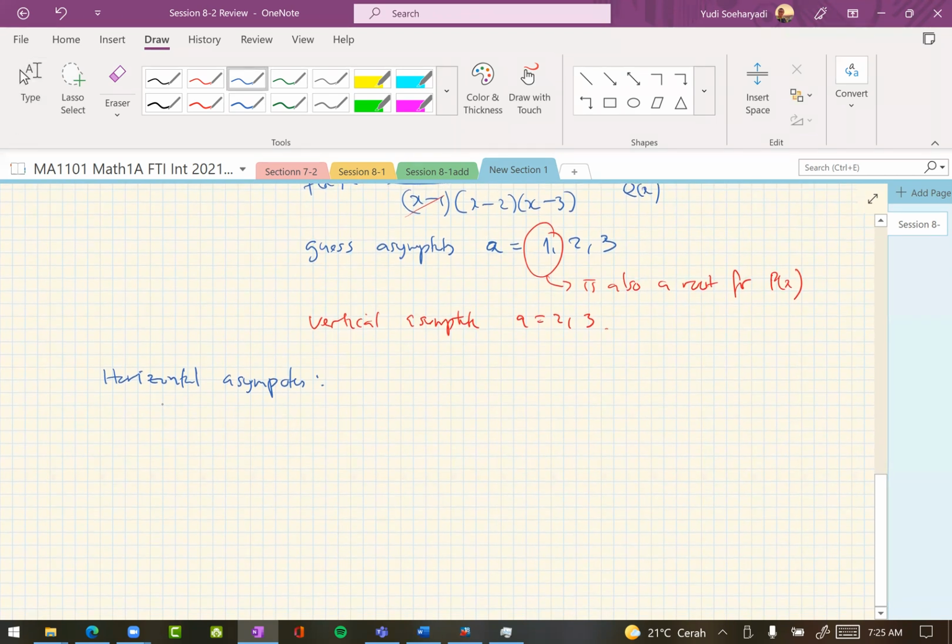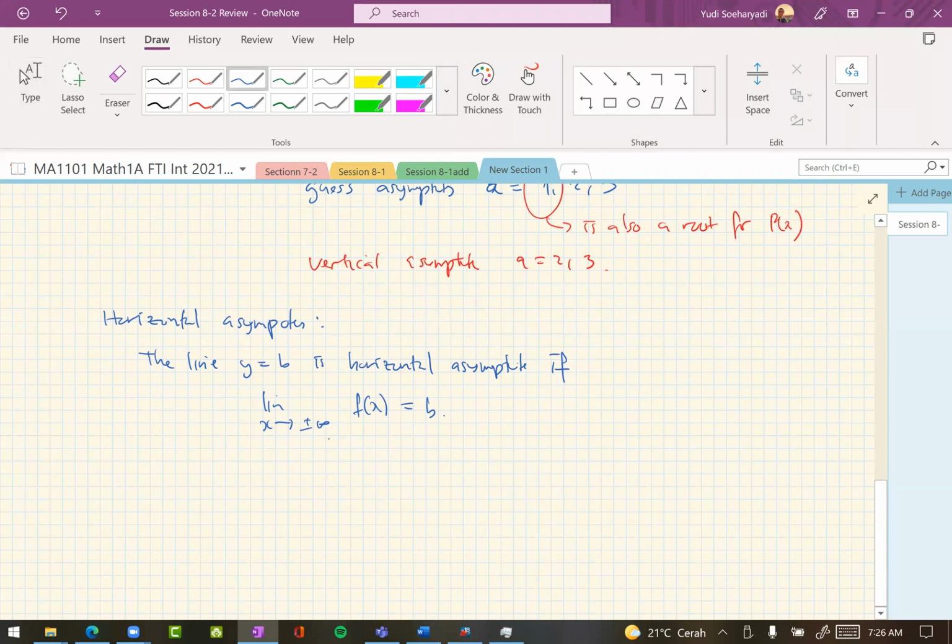Okay, so this line y equals b is a horizontal asymptote if going far to the left or going far to the right gives you the number b here. That's easy because you don't have to guess.